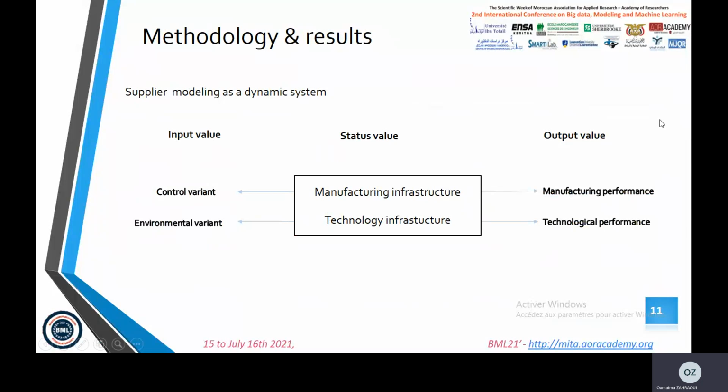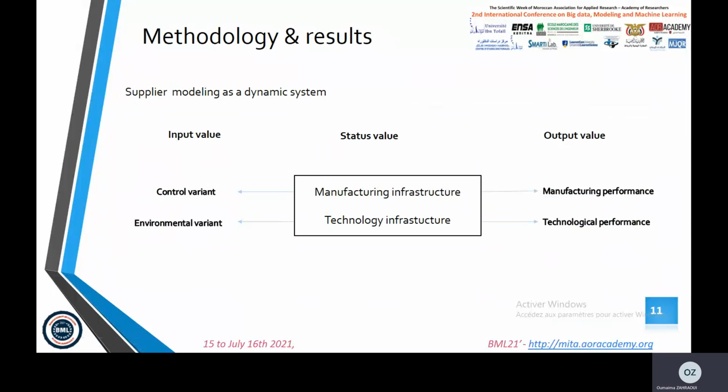The status values are responsible, with the input variables, for the dynamics of the output variables of the system, which is the supplier. To define the status values, the resource-based theory is used. The output variables correspond to the supplier's performance and are of two classes: manufacturing performance, such as cost, quality, lead time, and flexibility, and services and technological performance, such as innovation features of the products purchased.